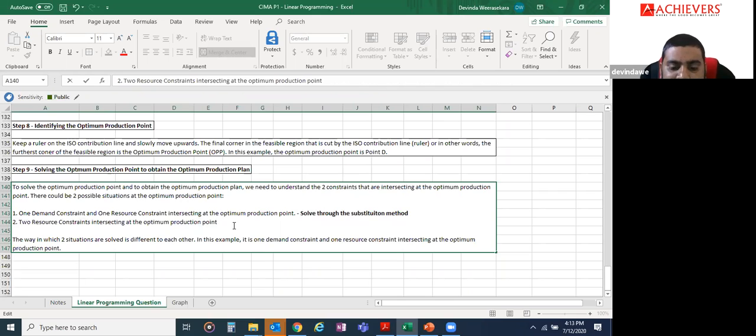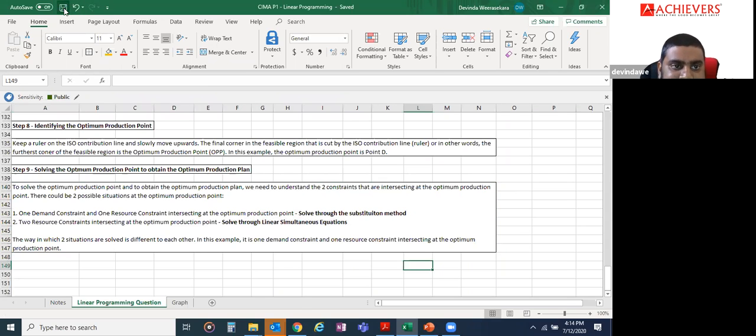Second one, if it's one demand and two resource constraints, then the method is to solve through linear simultaneous equations, samagami samikaran. So I'll teach the different methods, but these are the ways in which you solve them. Clear? Now let's solve this point.